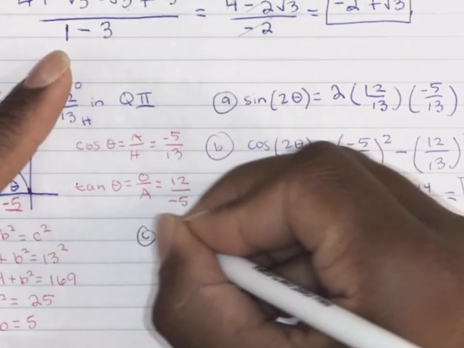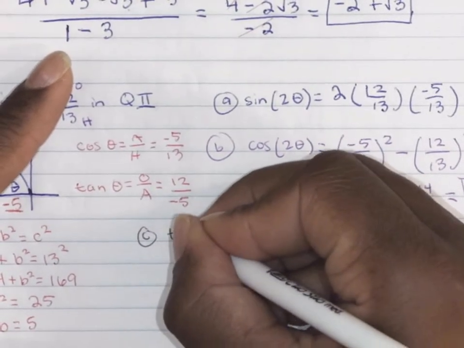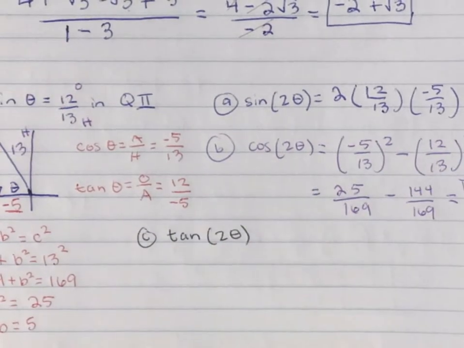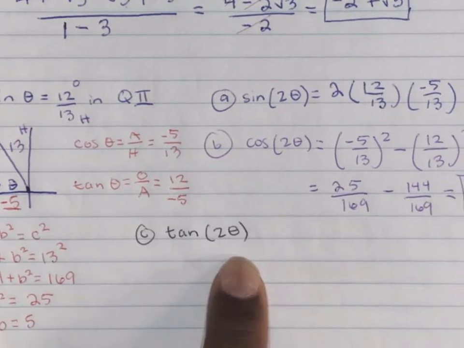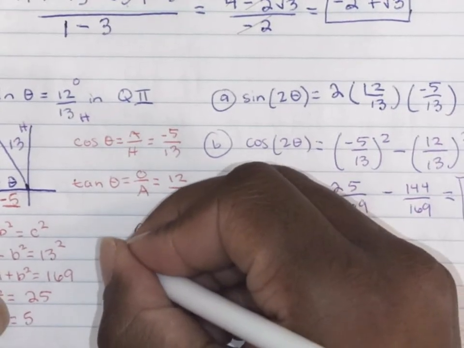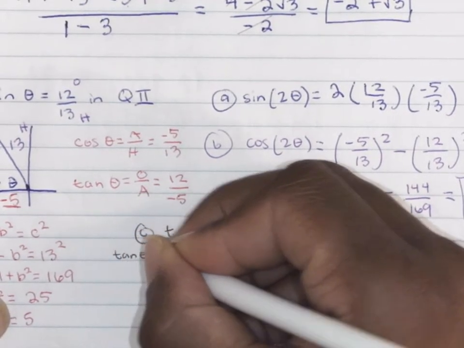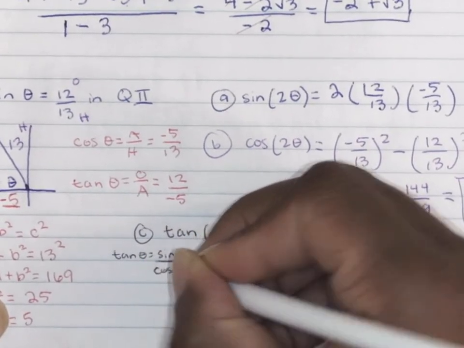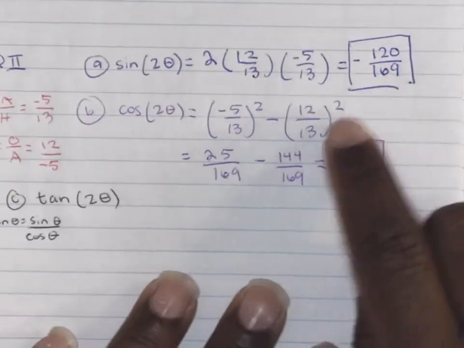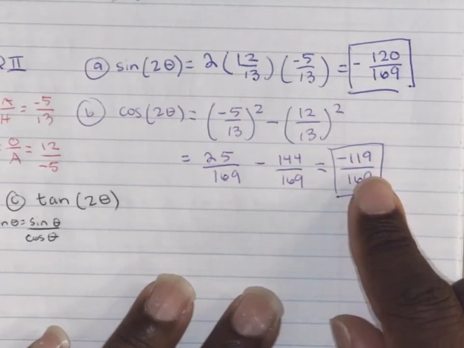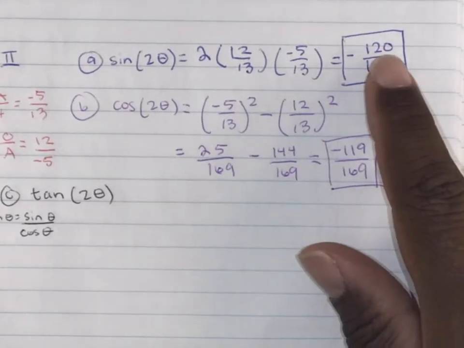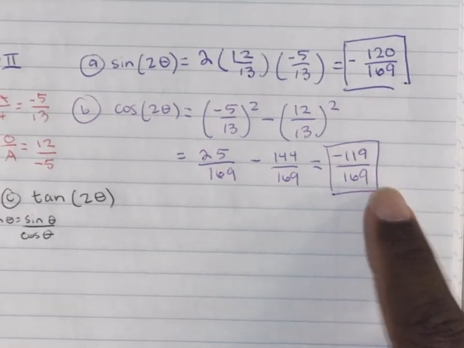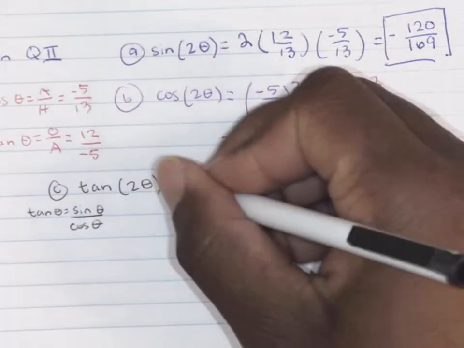So last one, C, tangent double angle. So like I said, if you wanted to, you could do tangent of theta is sine over cosine. So since we have sine and cosine, you could do sine divided by cosine. You keep change flip, and I think you get 120 over 119, and that would be it. I'll go ahead and use the formula just so we make sure we know how to use the formula.